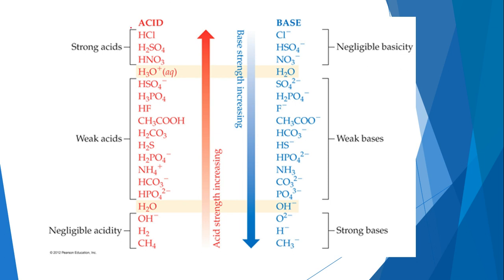The way this chart works is over here on the left, we have acids, and acid strength increases as we go up. So my strong acids are on the top. I have weak acids in the middle, and then negligible acidity on the bottom. Bases are going to go the opposite way. So typically, if I was going to give a conjugate base to a strong acid, it's going to be a negligible base. The conjugate base to a weak acid is going to be a weak base, and then a conjugate base to a negligible acid is going to be a strong base.